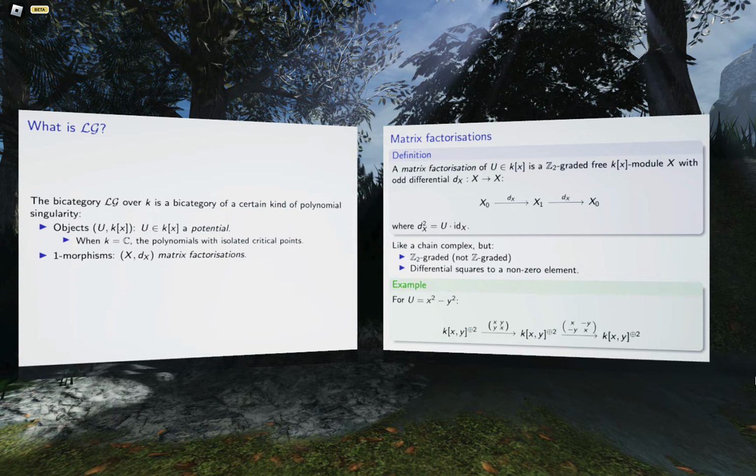Then the following thing is a matrix factorization of u. The point being is that these two matrices in this sort of diagram, when we multiply those matrices together in either order, we get u, the polynomial u times the identity matrix.